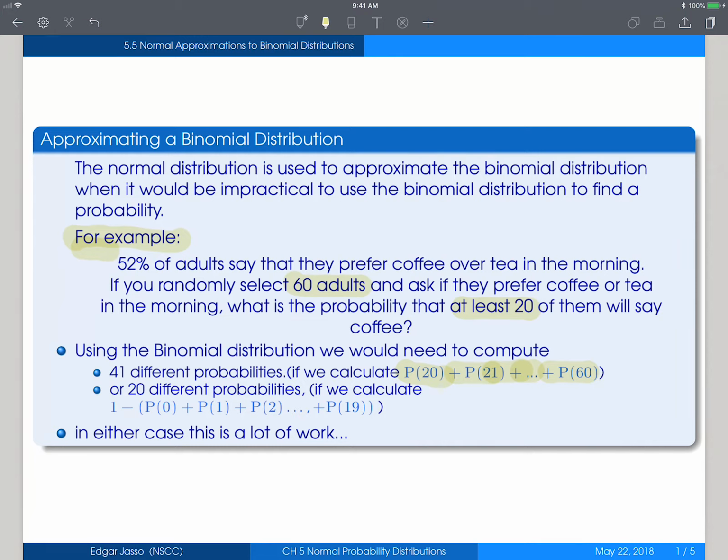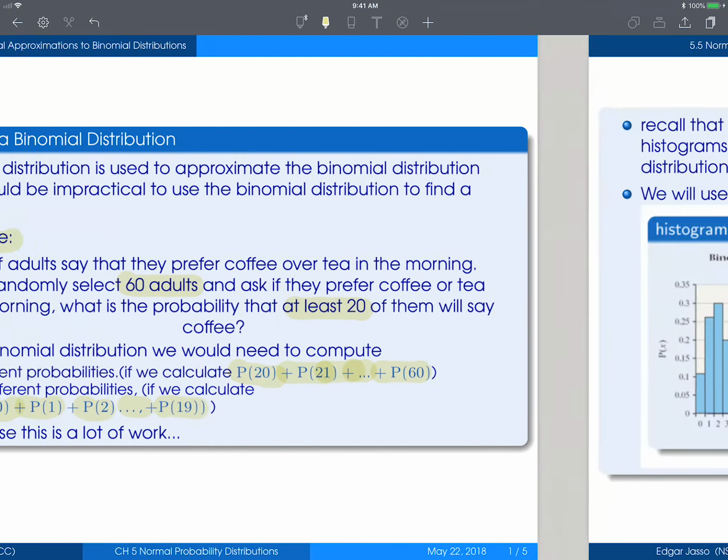Or you say, okay, let's not do that. I learned my lesson, let's do the complement. But the complement is still 1 minus the probability of 0 and 1 and 2 and 3 all the way to 19. So it's still a lot of work on both sides. So it is doable, and of course with a little bit of technology, it's not impossible to do.